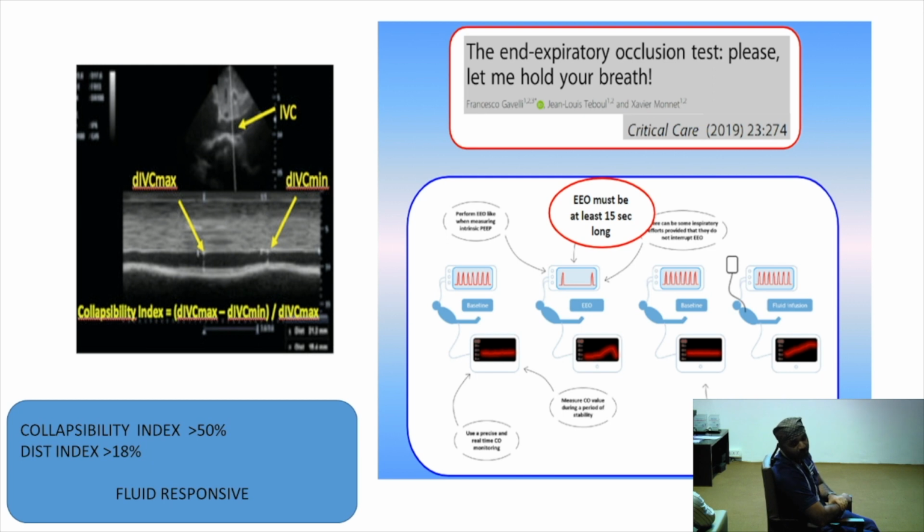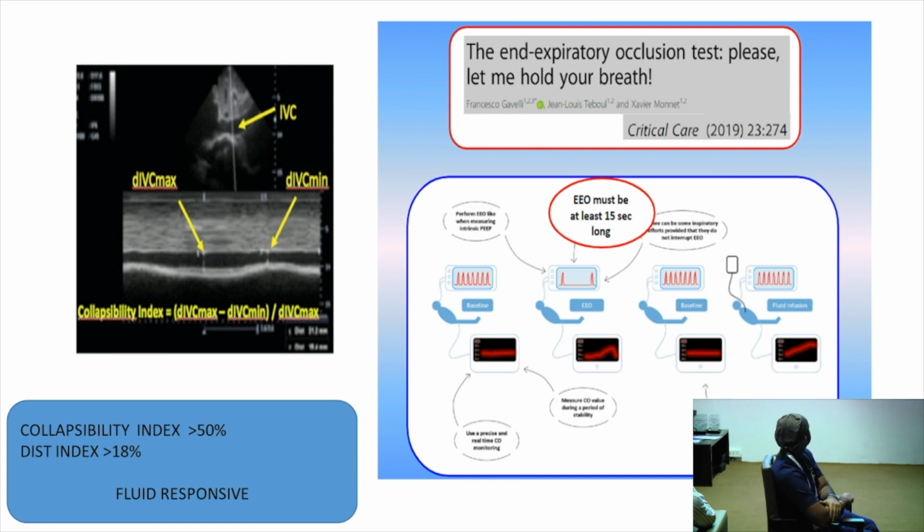Other indices we commonly use are IVC indices. You have an ultrasound probe, keep it in the subcostal region, look at the IVC, 2 cm distal to the hepatic vein joining the IVC, measure the IVC and look at the maximum and minimum diameter. So in a spontaneously breathing patient, you use the collapsibility index. There is a formula for that. If it is more than 15%, he is fluid responsive. In a mechanically ventilated patient, you use the distensibility index. If it is more than 18%, you give fluids.